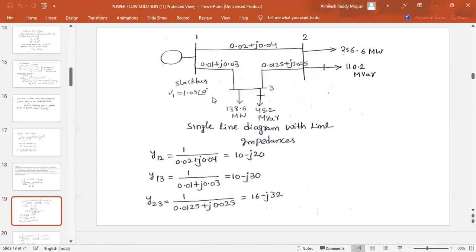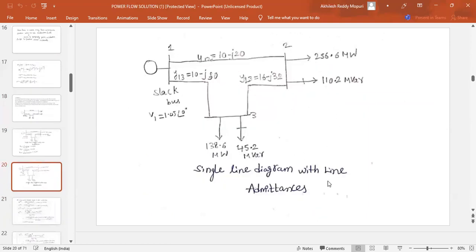First of all, this is the given single line diagram with impedances. Now we need the admittances. So I am finding Y12, which is equal to 1 by Z12. That is 1 by 0.02 plus j0.4, which gives you 10 minus j20, which is Y12. Similarly, Y13 and Y23 I have also calculated, and I drew the single line diagram with admittances.